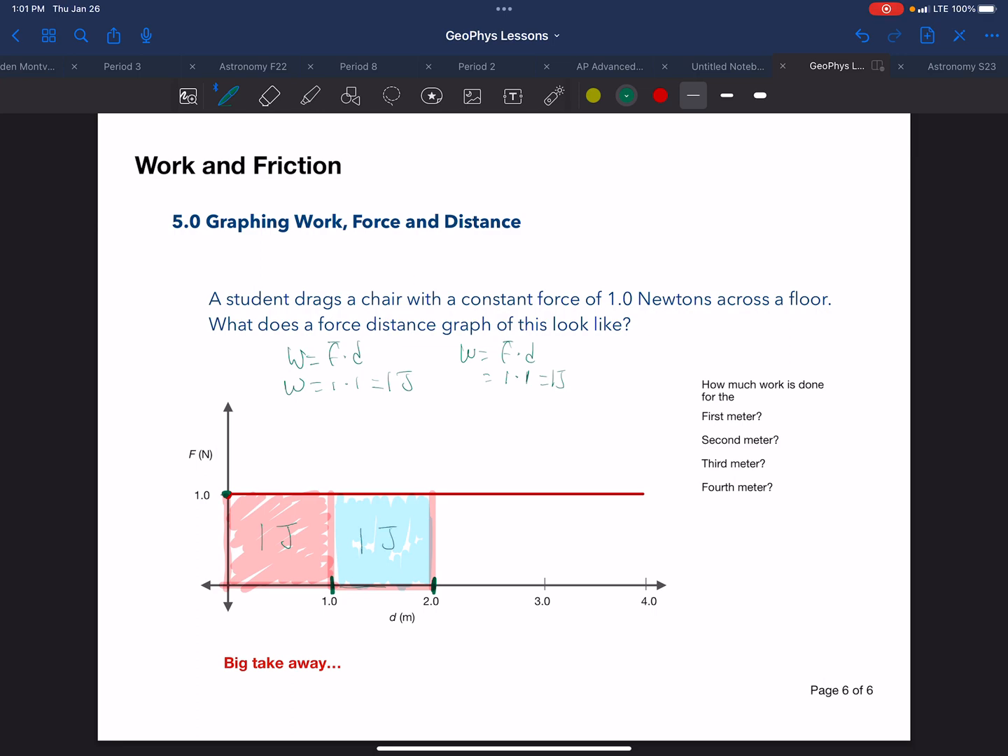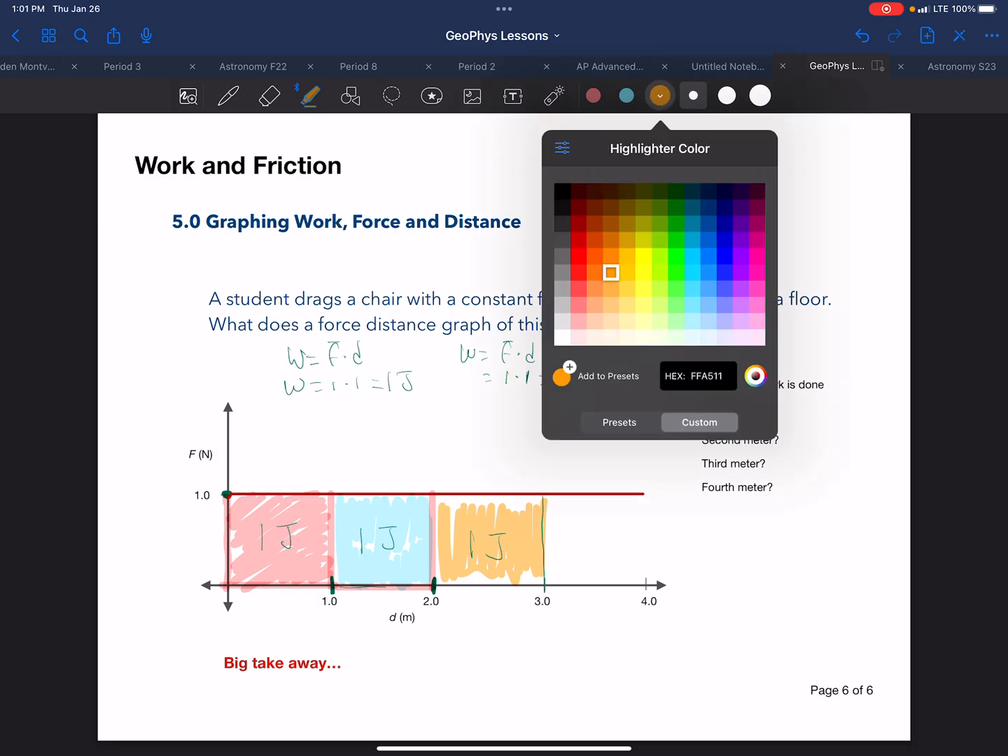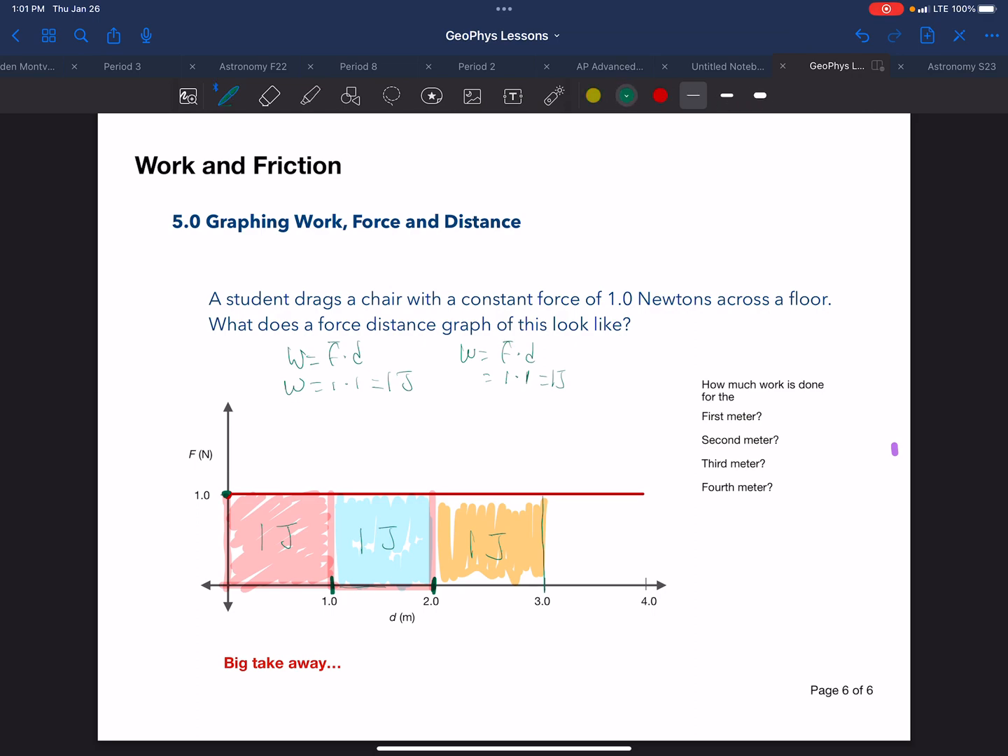And then you can see that when we do the third meter, there is a certain amount of area, and that area here is also 1 joule. And lastly, if we did it for the fourth meter, that would also be 1 joule. So we had 1 joule, 1 joule, 1 joule, 1 joule.